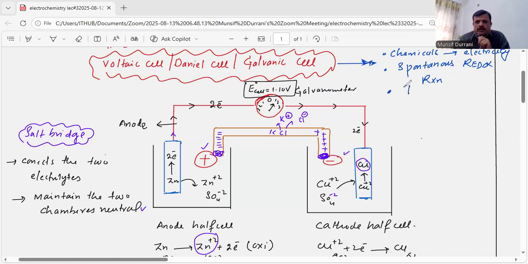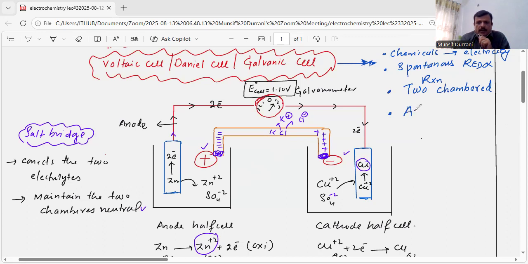It is usually two chambered. Two chambers are involved in a Voltaic cell. One is the anode half cell, like you can see in this diagram, and the other is the cathode half cell.